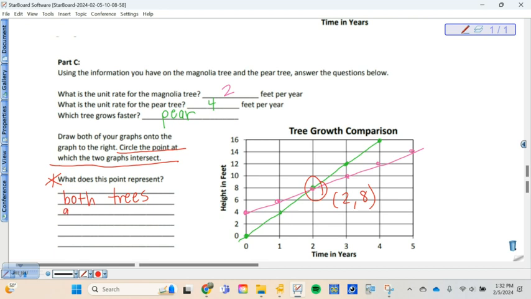Both trees are 8 feet tall after 2 years. I was looking for both numbers to be mentioned. Both numbers. Not just one, not the other. And not just that's where the trees are the same height. Tell me when, tell me how tall they are.